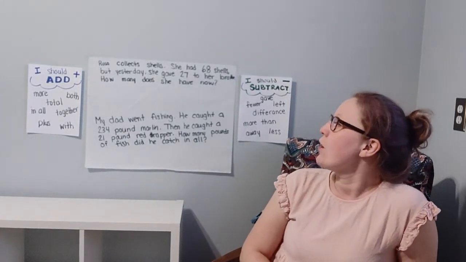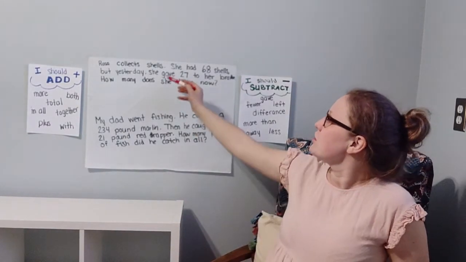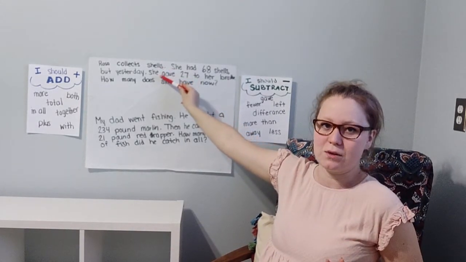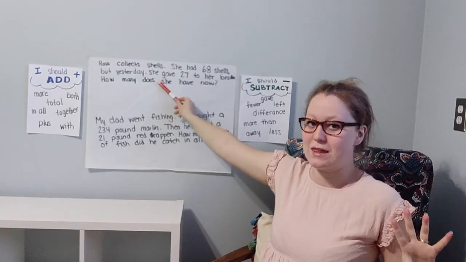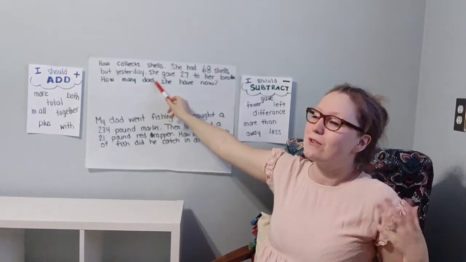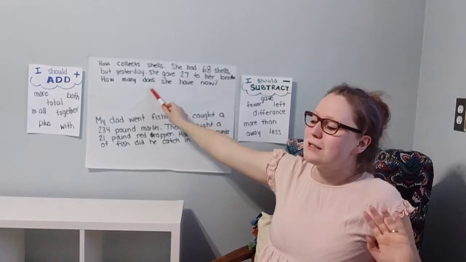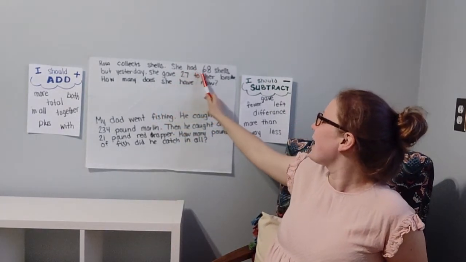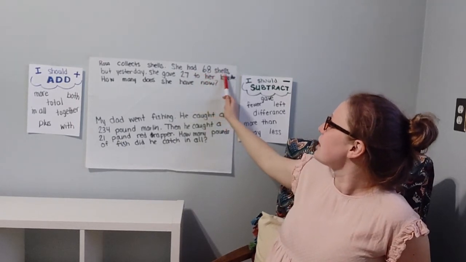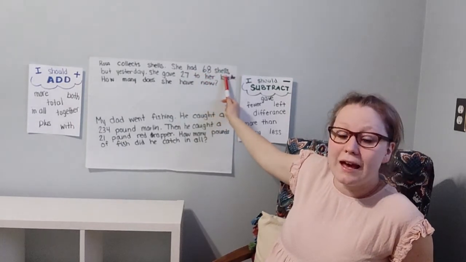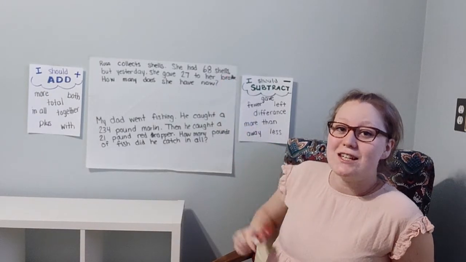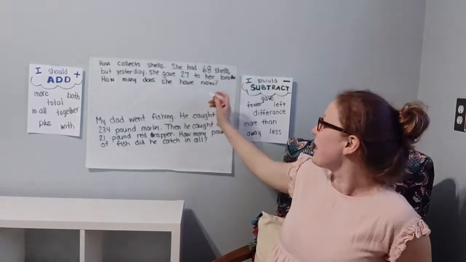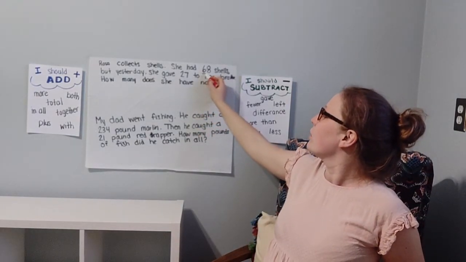It says, Rosa collects shells. Is any of that important information? We can't do our adding or subtracting without it. It's not. It's very interesting information, but it's not going to help us do adding or subtracting. She had 68 shells. So here we have some important information. 68 is one of our numbers. Let's underline it. That way we don't forget about it.